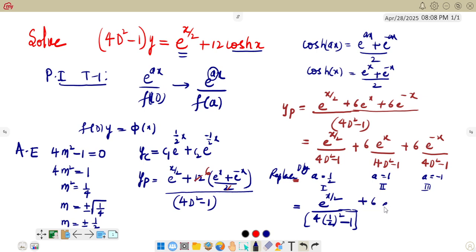Plus 6 times e raised to x divided by 4 into D squared minus 1. The a value is 1, so substitute D by 1: 1 square minus 1. So next, in the last term, plus 6 into e raised to minus x divided by 4 D squared minus 1. We are going to replace D by a. The a value is minus 1. This is minus 1 whole square minus 1. Fine.